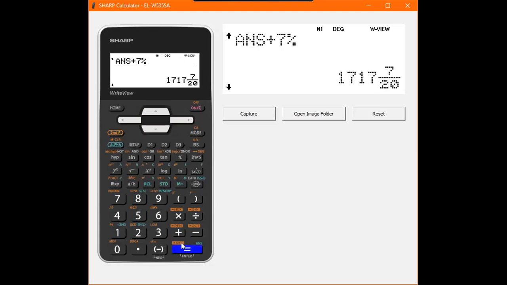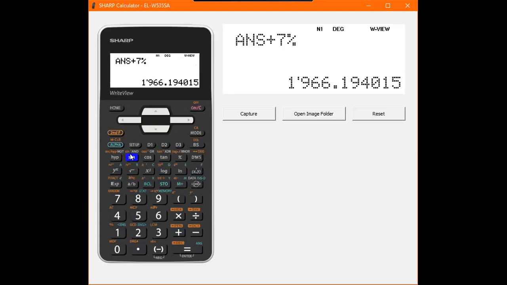Now, if you want the decimal answer, you just press change to get your decimal answers there. Okay, so remember not to press the equals button, otherwise it's going to mess up your calculation. It's just plus 7%. Okay, and then you can go through and count them.